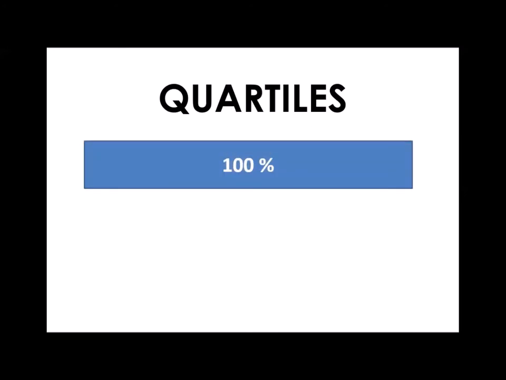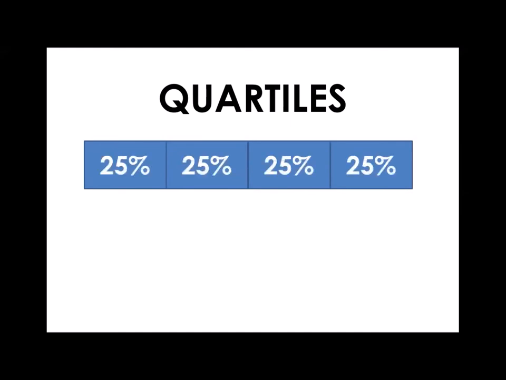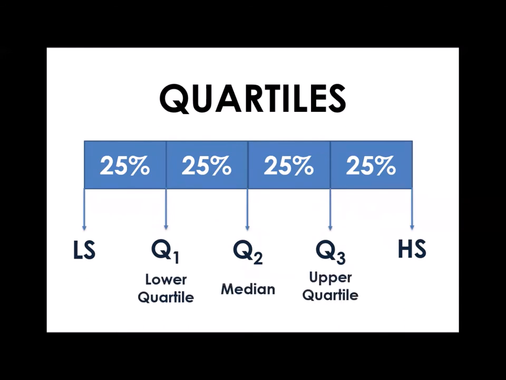So para mas lalo tayong malinawan, let's say that that is a strip of paper which represents 100%. Then if we're going to divide it into four equal parts, the 100% will become 25% on each part. So equally divided siya. At katulad ng nabanggit ko kanina, ang boundaries natin is the lowest score and the highest score. So, base sa lowest score and the highest score, magkakaroon tayo ng tatlong quartiles. The first quartile, the second quartile, and the third quartile.